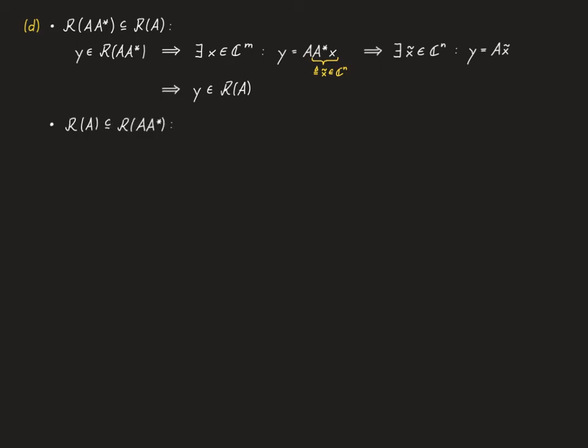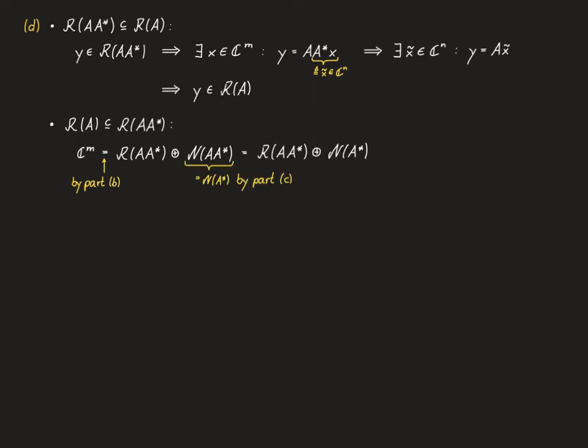The opposite set inclusion, that the range space of A is a subset of the range space of A star, is a little harder to prove. First, note that the space C^m can be written as the direct sum decomposition of the range space of A star and the null space of A star, and that's by part B of this theorem. And this in turn can be written as the direct sum decomposition of the range space of A star and the null space of A star by part C of this theorem.